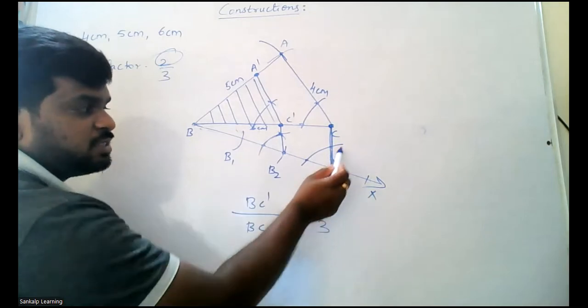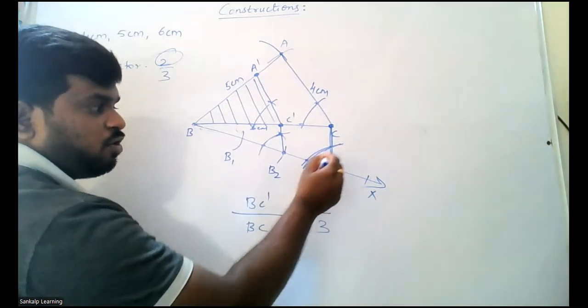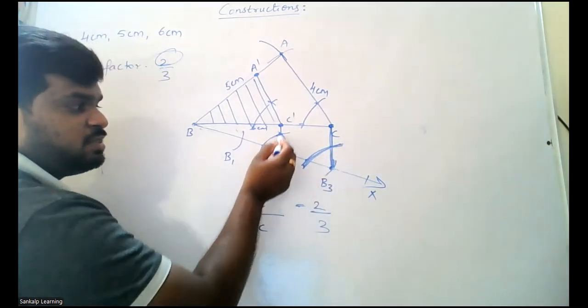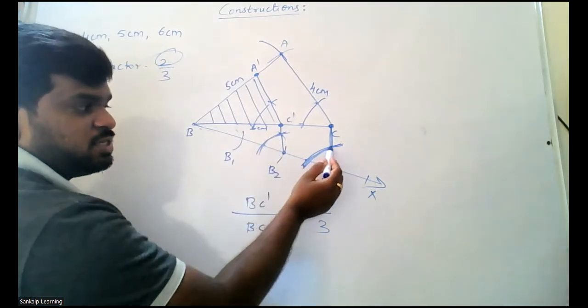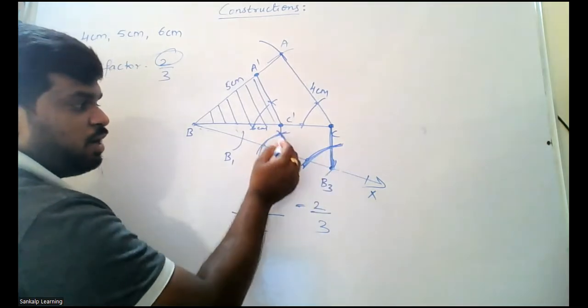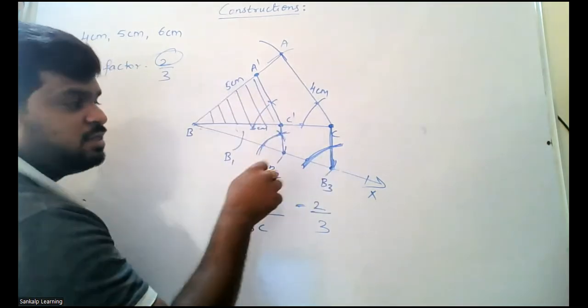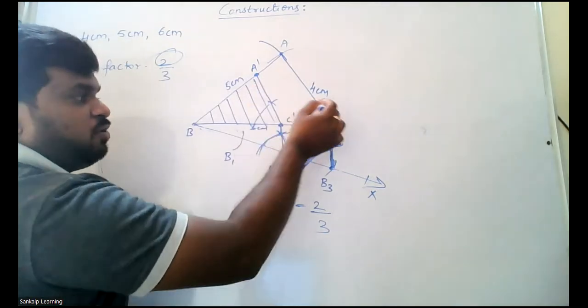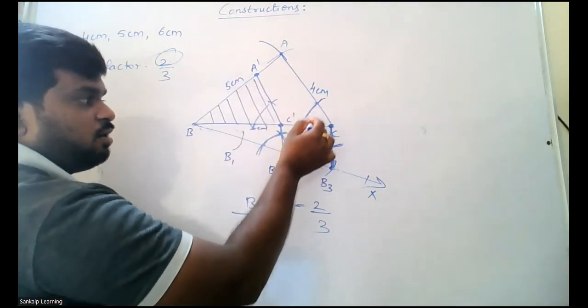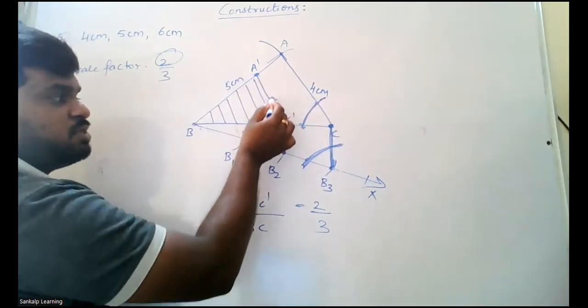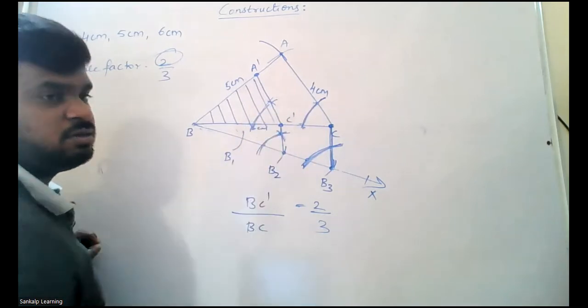How do we draw it? Take this as a center, draw an arc. Then with the same measurement, take this as a center, draw an arc. Measure this distance. From here, you cut an arc, join it, C dash. Again, the same procedure. You draw a line parallel to this. From here, cut an arc. With the same measurement, cut an arc, then measure this, and you will get it.